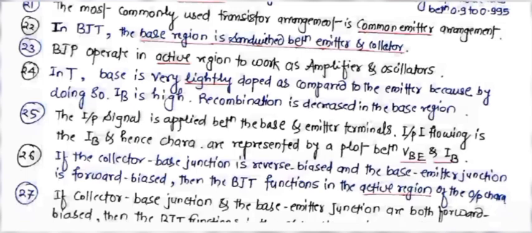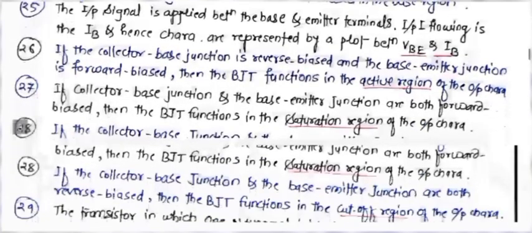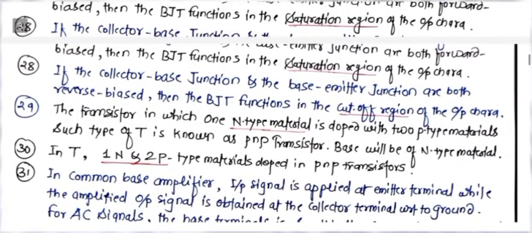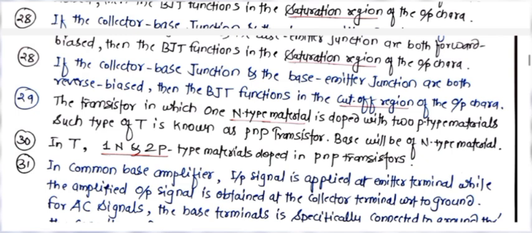If the collector base junction is reverse biased and the base emitter junction is forward biased, then the BJT functions in the active region of the output characteristics. If collector base junction and the base emitter junction are both forward biased, then the BJT functions in the saturation region of the output characteristics. If the collector base junction and the base emitter junction are both reverse biased, then the BJT functions in the cutoff region of the output characteristics.